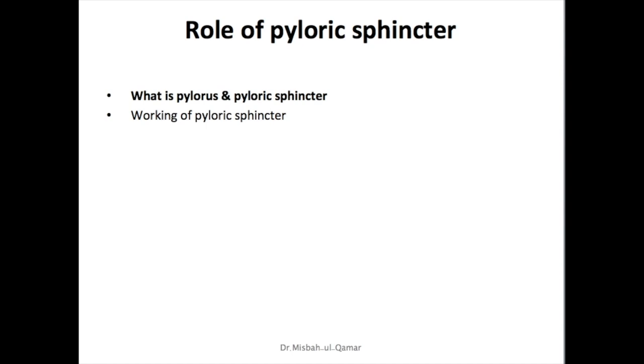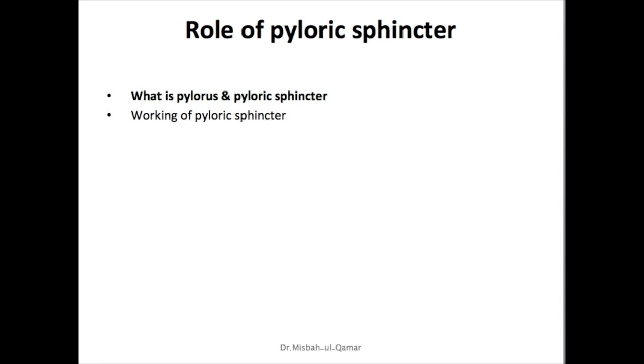The pylorus, as you know, is the distal opening of the stomach, and the pyloric sphincter is the thickened circular muscle of the stomach wall in the area of the pylorus. This thickness is 50 to 100% greater than in the earlier portions of the stomach antrum.